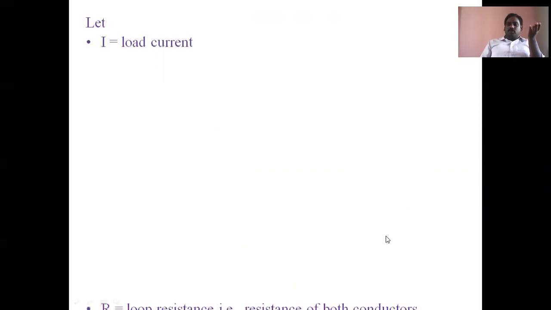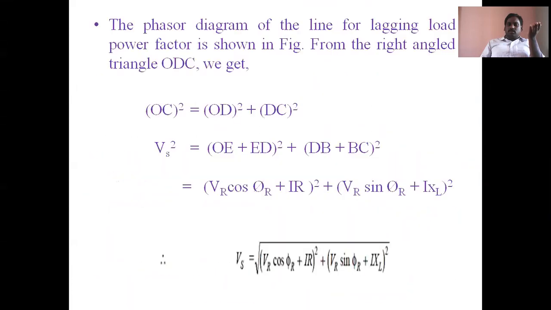So VR cos phi R, is it right? OE is nothing but VR cos phi R. ED is nothing but IR whole square. And DB is nothing but VR sin phi R. BC is nothing but IXL. Is that right?